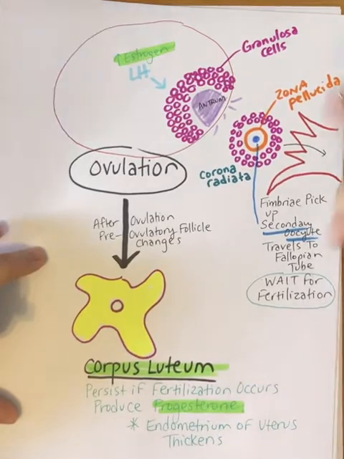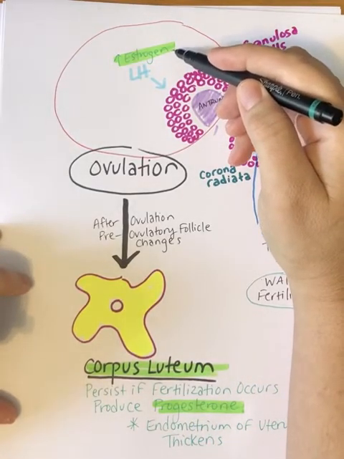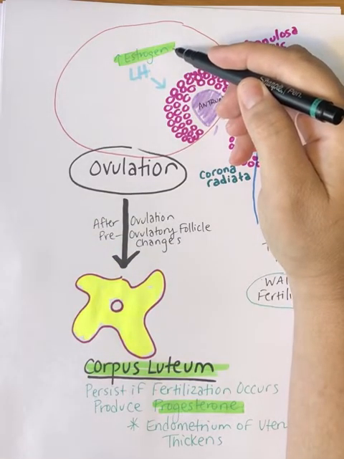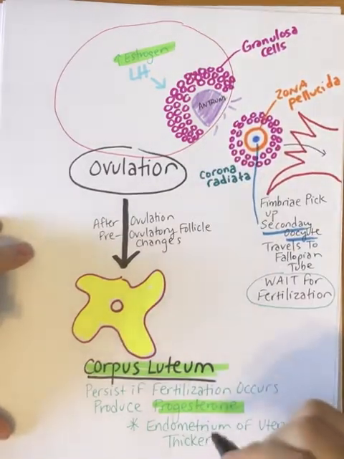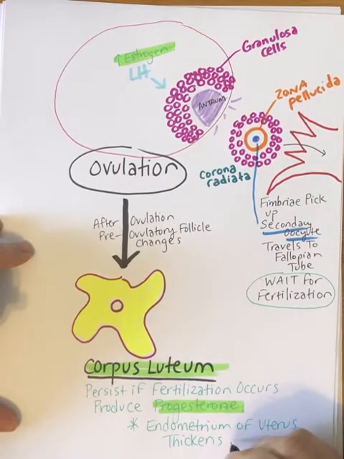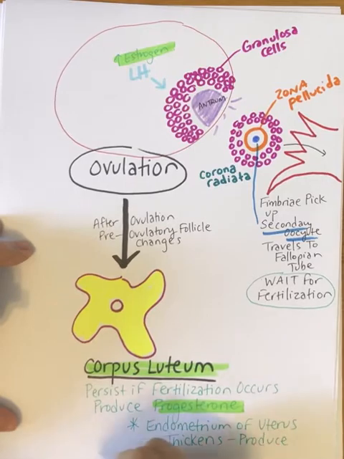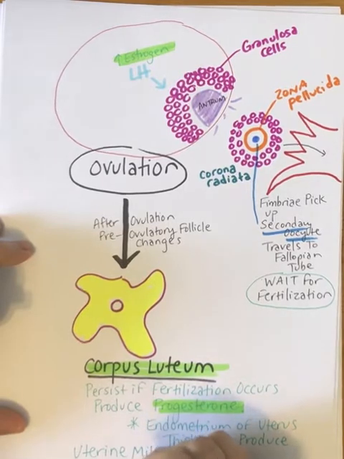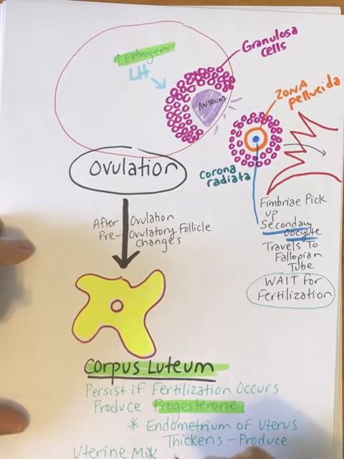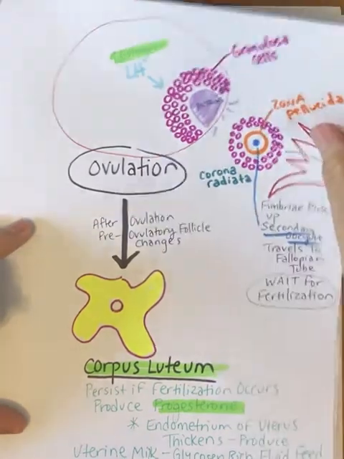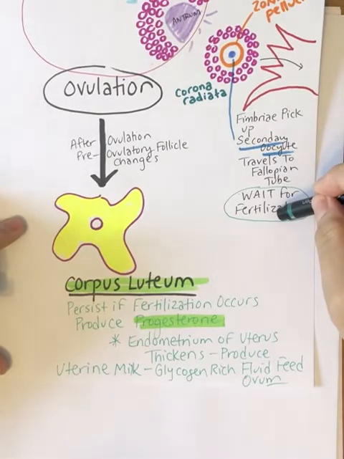it thickens. Now the same thing happens with estrogen. Estrogen also helps the endometrium thicken, but after ovulation, progesterone is going to make it thicken even more, and it's going to produce a substance called uterine milk in case pregnancy occurs. Uterine milk, a glycogen-rich fluid to feed the ovum. And again, an ovum is literally the secondary oocyte that's been fertilized.